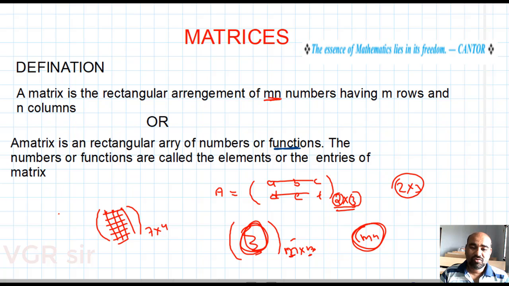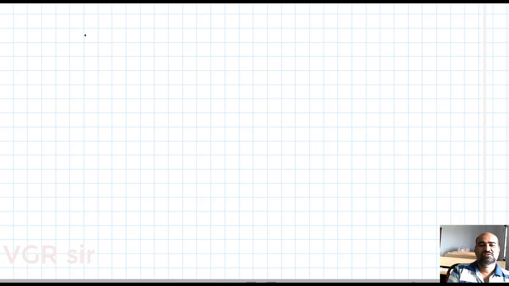So what do you call this? This is called the order of the matrix. Order of the matrix says that the matrix contains how many rows and how many columns.